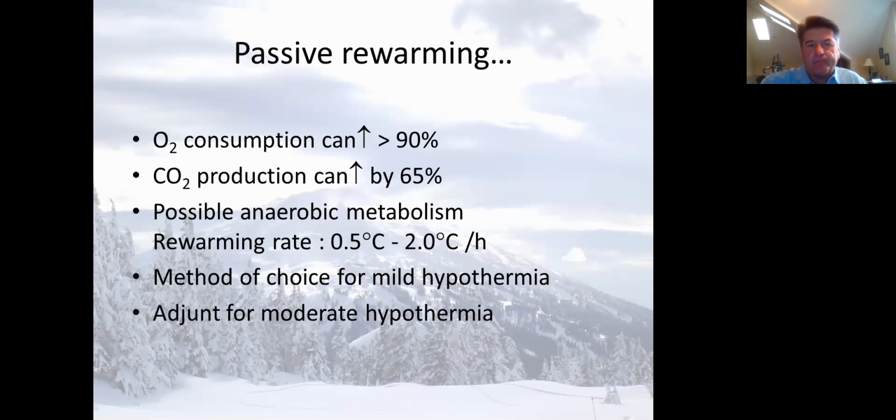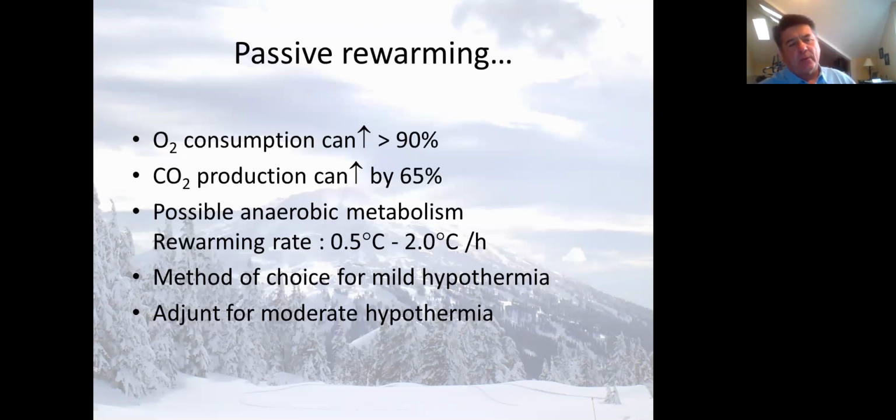Passive rewarming, as oxygen consumption goes up, as you get colder, you're going to try and get that up as much as you can. CO2 production can also go up. And you kind of shift the body into an anaerobic metabolism. So what you're trying to do is not trying to warm them super hot, super fast.